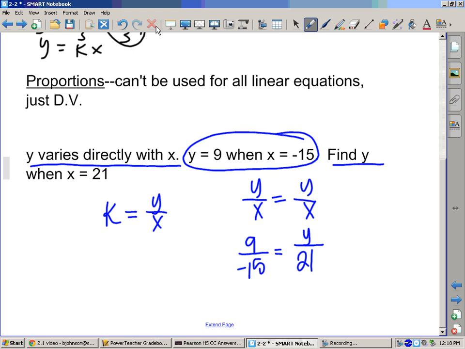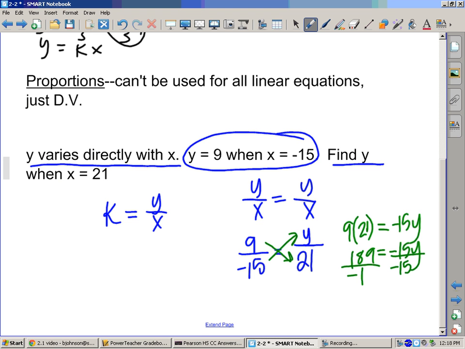Now to solve a proportion, we cross multiply. So we're going to have to do 9 times 21, and then that's equal to multiplying the other two items together. That'll be negative 15y. And when we do that, we get 189. That's equal to negative 15y. The next step would be divide by negative 15 on both sides. And when we do that, we'll get a decimal. It ends up being negative 12.6. Okay, so that's the missing piece for y according to that proportion.